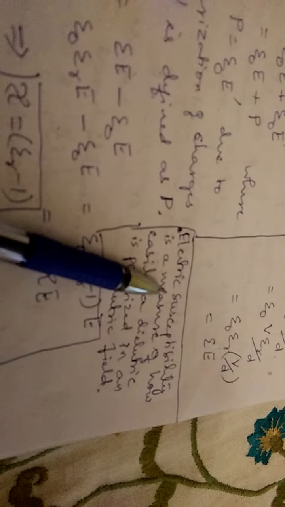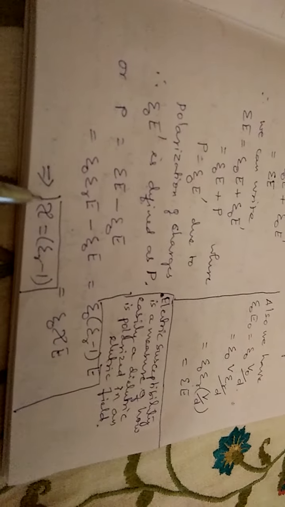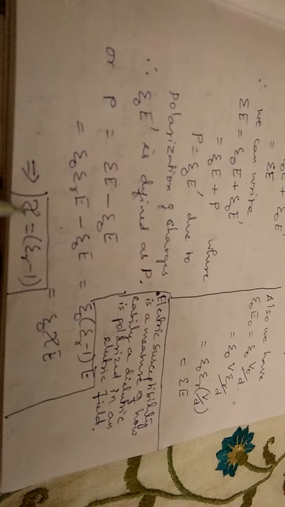Electric susceptibility is a measure of how easily a dielectric is polarized in an electric field. This electric susceptibility is nothing but epsilon R minus 1, so it is one and the same as the dielectric constant only. Practically, or experimentally, we determine the electric susceptibility. That's why electric susceptibility is determined here.